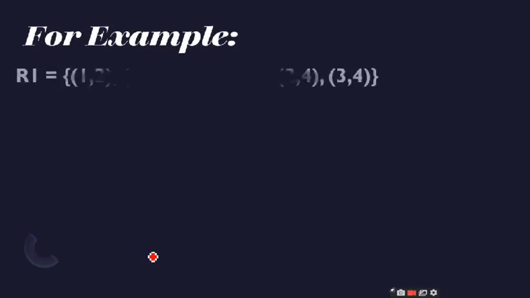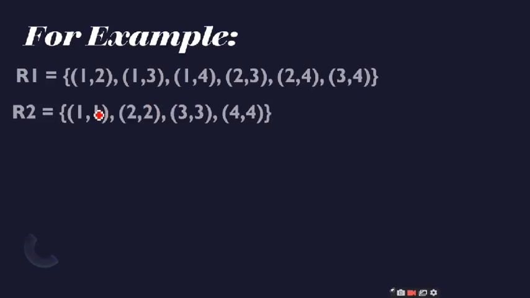Let's have another example. Here I have written some relations. In relation 1 we have ordered pairs (1,2), (1,3), (1,4), (2,3), (2,4), (3,4). And in relation 2 we have ordered pairs (1,1), (2,2), (3,3), (4,4). Let's find the domain and range of relation 1 and relation 2.